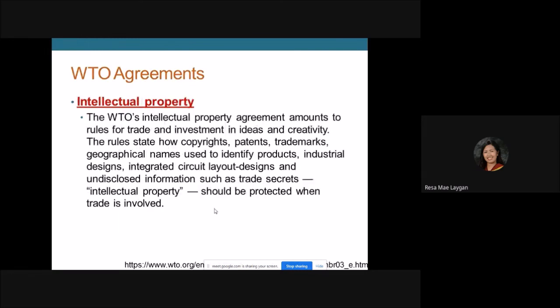Then yung intellectual property. So the provision of intellectual property rights, no, the rules for trade and investment in ideas and creativity. So kailangan talaga siya ipa-patent, no? So the rules here are stated how copyrights, patents, trademarks, mga geographical names used to identify products, mga industrial designs, integrated circuit layout designs, and undisclosed information such as trade secrets, intellectual property, no, should be protected, especially when trade is involved. Kasi may mga others is ika-copy nila, no, yung idea mo. So, imbis ikaw yung nakakauna, so kinopya ng iba. So, kailangan protektahan yung property rights, mga intellectual properties.